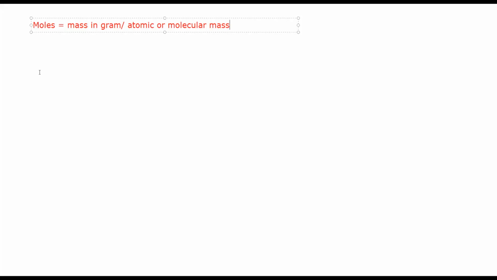Example, if a question is find moles in 46 grams of sodium. So you want to find moles in 46 gram of sodium. So the formula: moles equal mass in gram divided by atomic mass or molecular mass. But as we know, sodium exists as an atom, the metal is there. So it will substitute atomic mass.